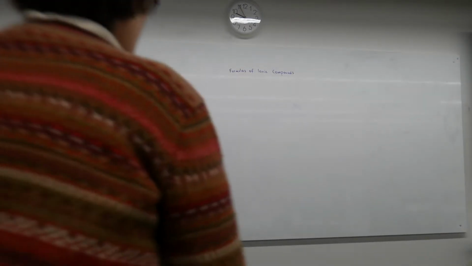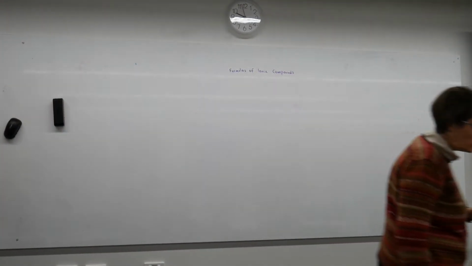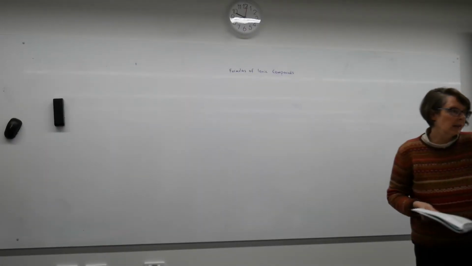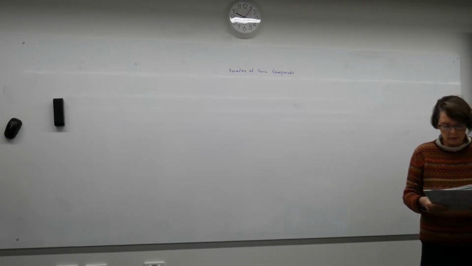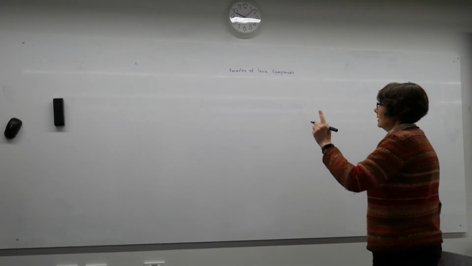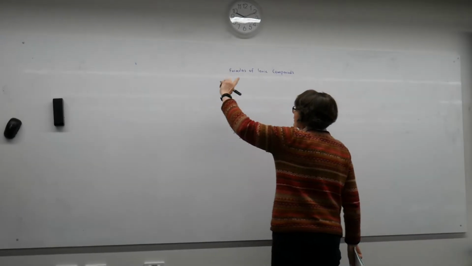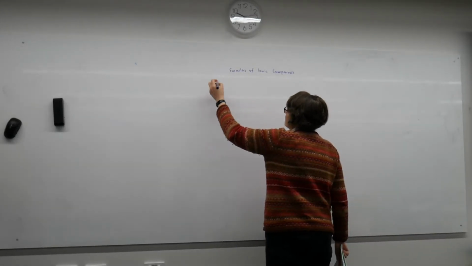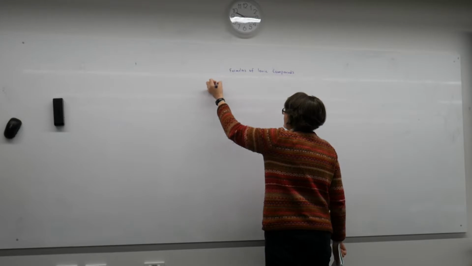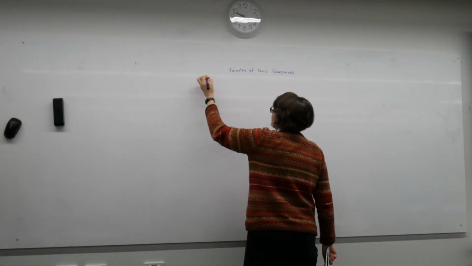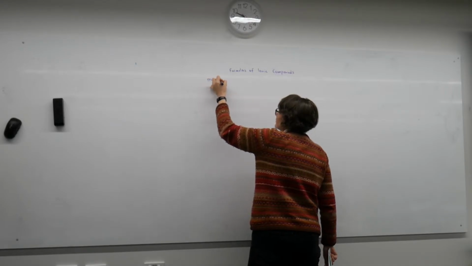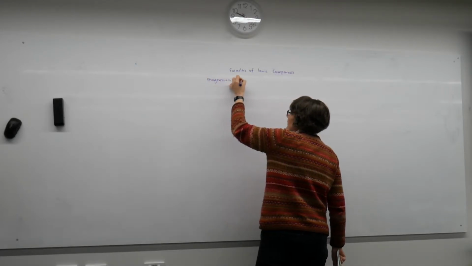Well, let's get on with our formulas. All right, so we said that there's no indication in the name as to how we go about writing the compound. So if I've got something like magnesium chloride.